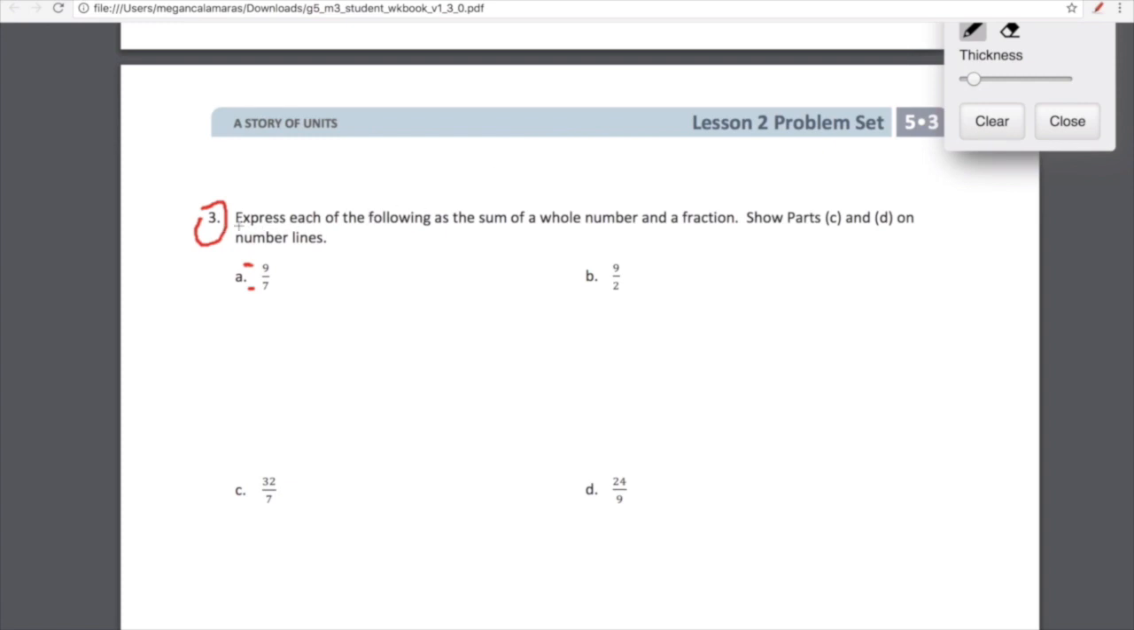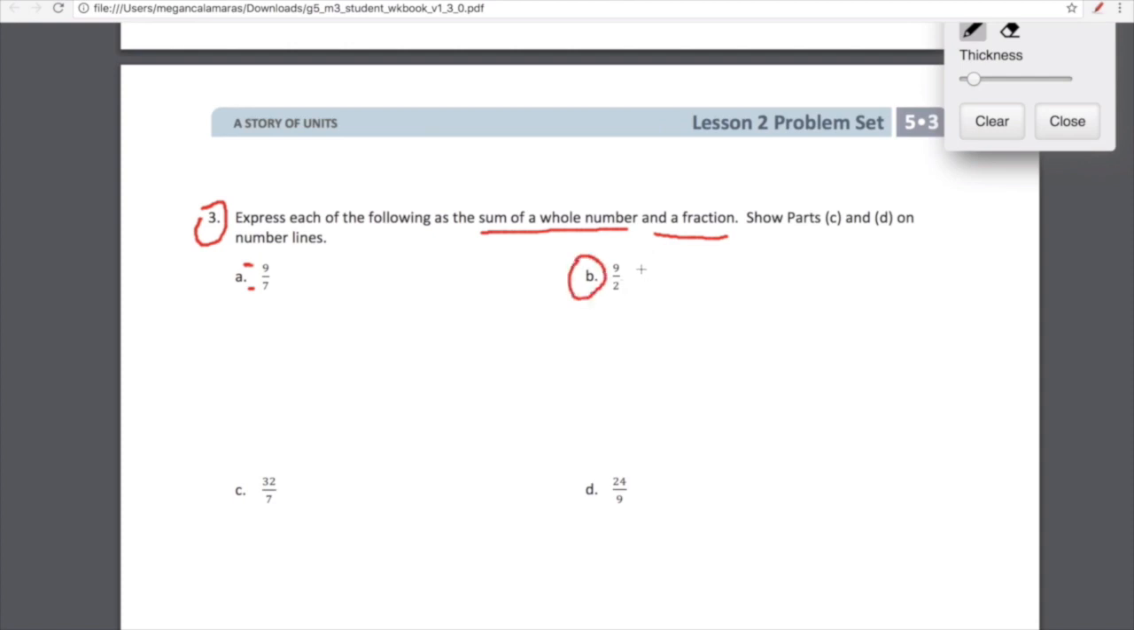So here in number 3, we're asked to express each of the following as the sum of a whole number and a fraction. We're going to be breaking apart these improper fractions into the sum of a whole number and a fraction for whatever is left over, and then show part C and D on a number line. We're going to take a look at B, so we'll put B on the number line.